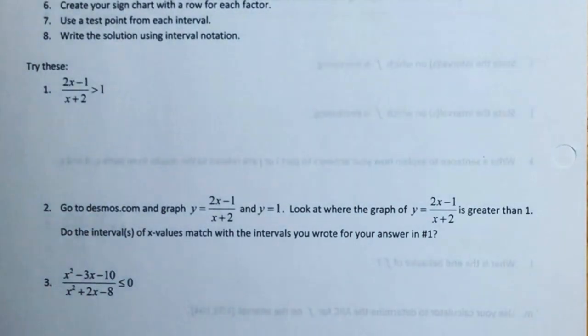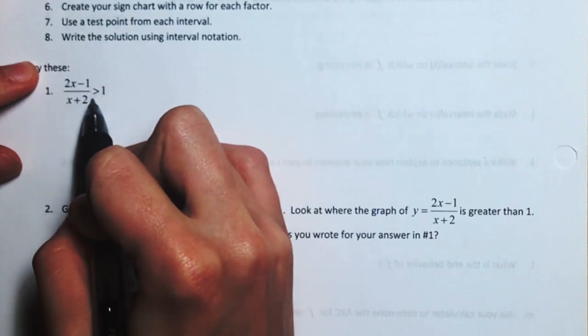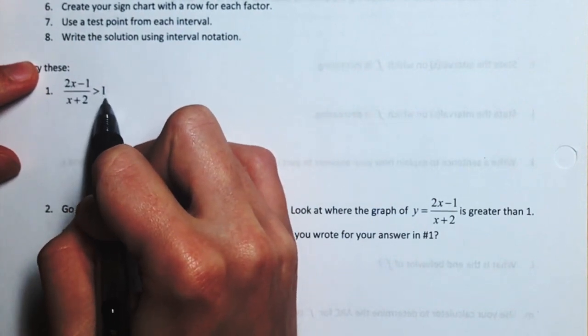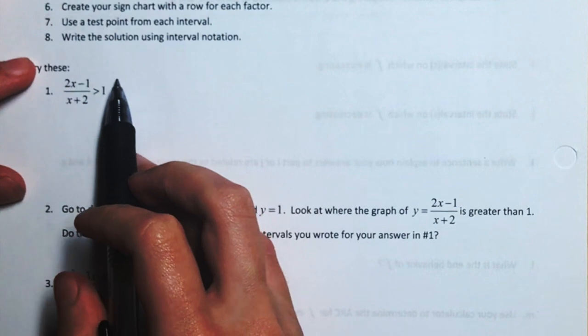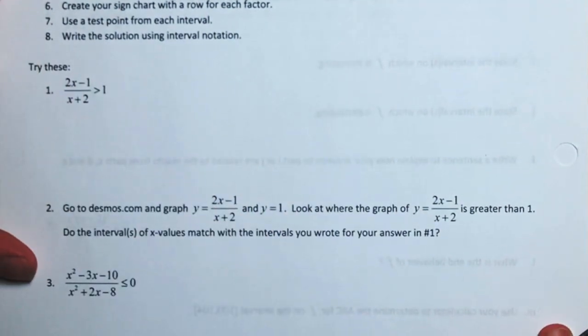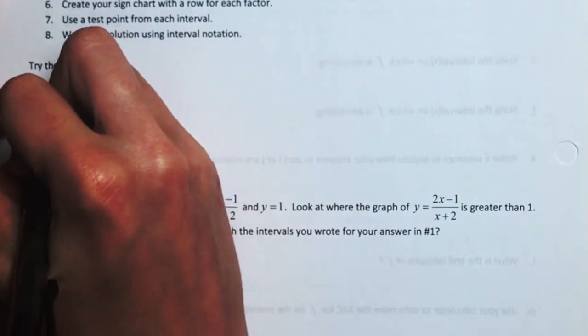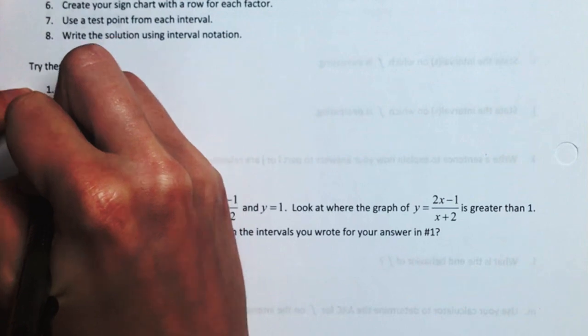All right, let's say we're looking at number 1 here. So we've got this rational expression, but this time we've got a constant on the other side. We need it to be 0 over here. So we've actually got to bring this over. So let's go ahead and do that. So our first step would be to bring everything over to one side.